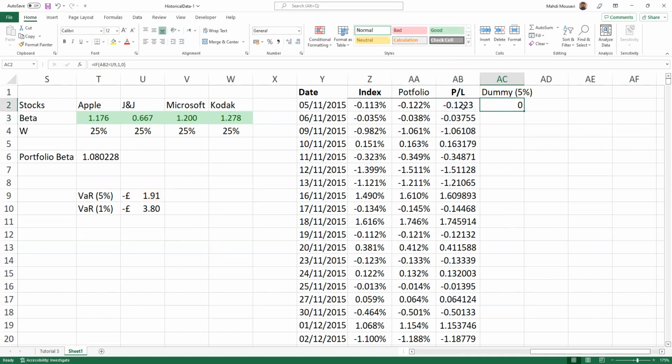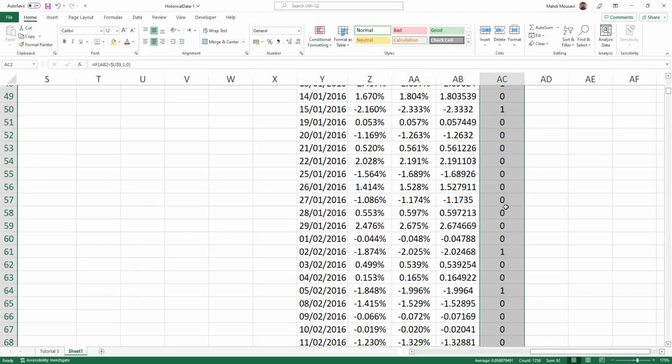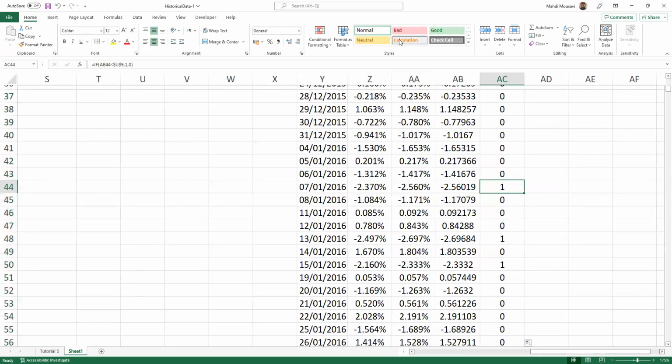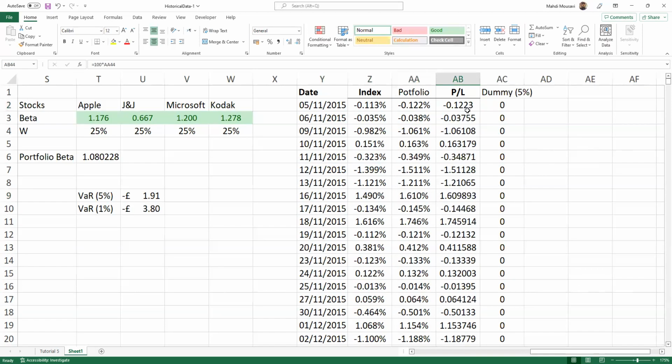So for example, in the case of this day, the profit and loss is minus 0.12 million, which is bigger than minus 1.91. So as such, the dummy variable is equal to 0. I'm going to fix this one, F4, and then copy down. In some days, for example here, as you see, the loss is bigger than the value at risk.